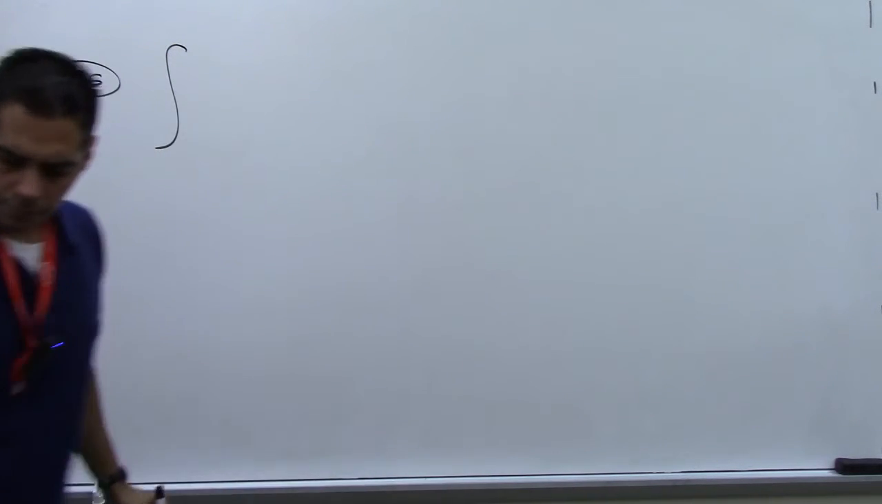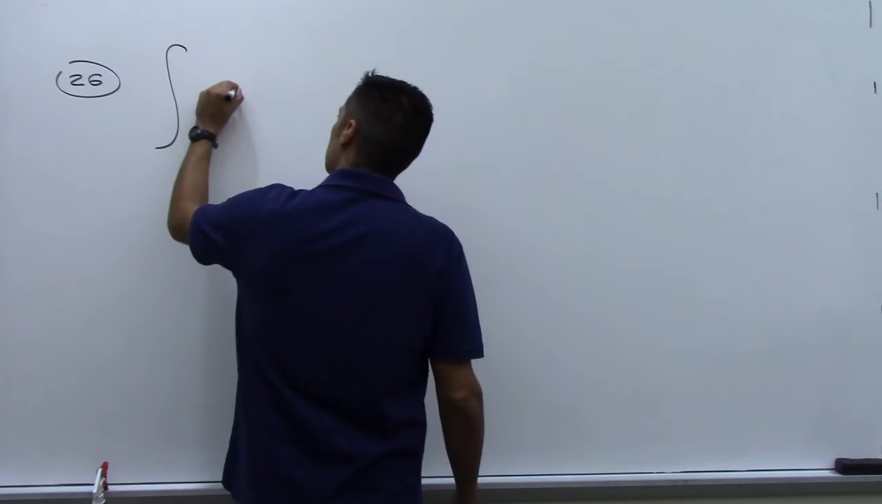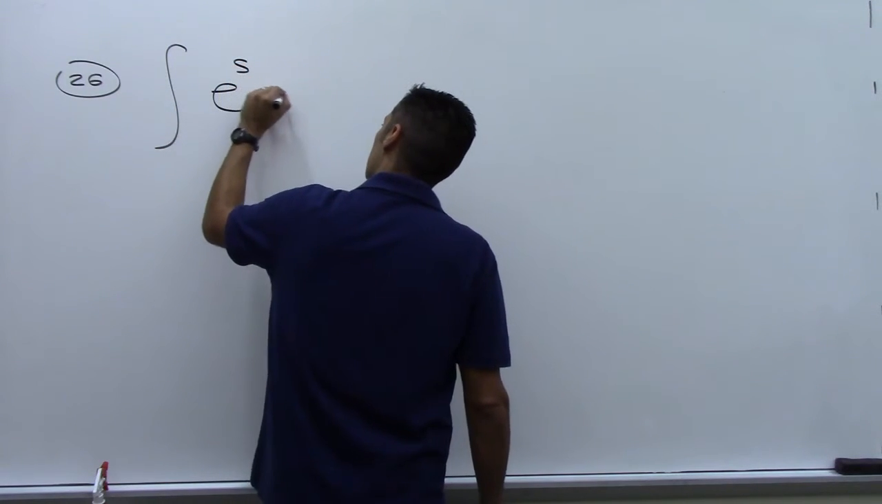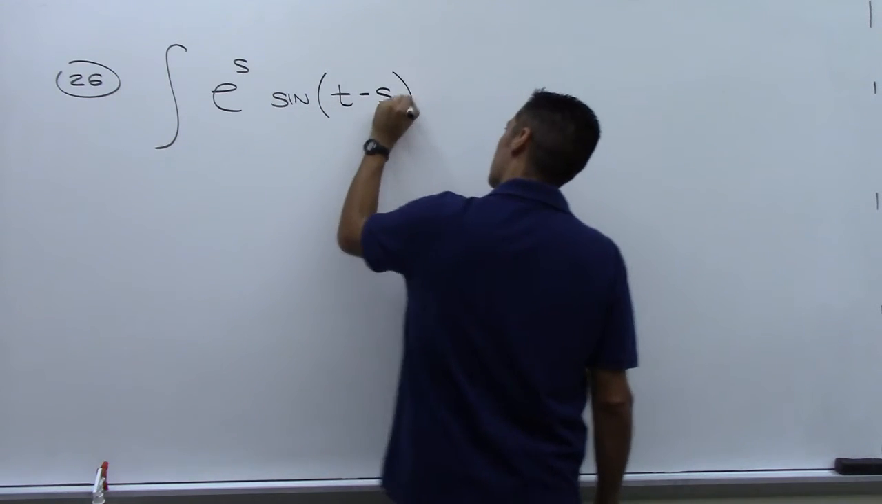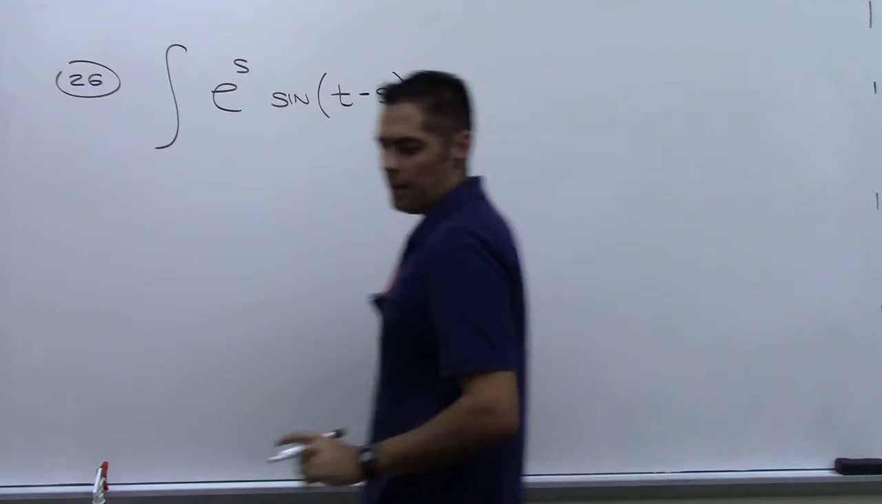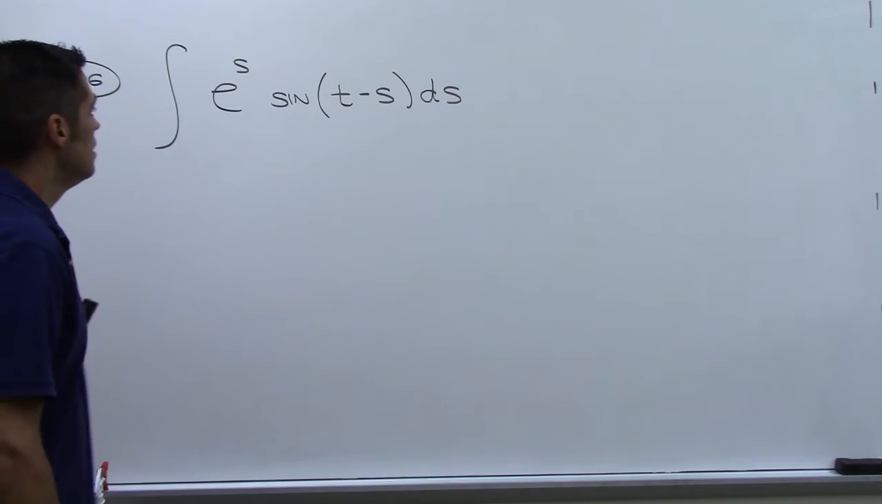integral e to the s sine t minus s ds. So the variable in the problem here is s, and we're going to treat t as if it's a constant.